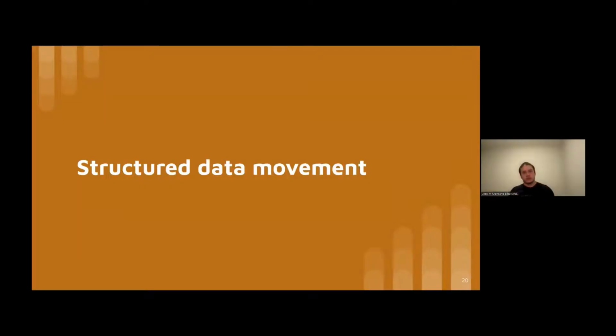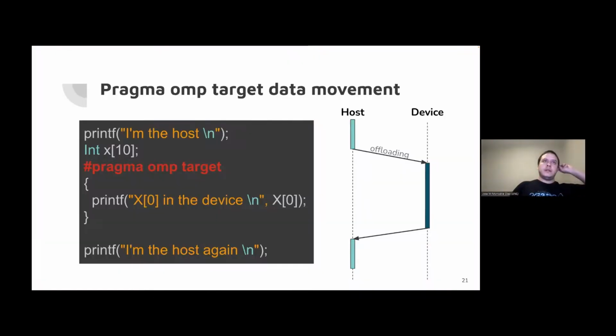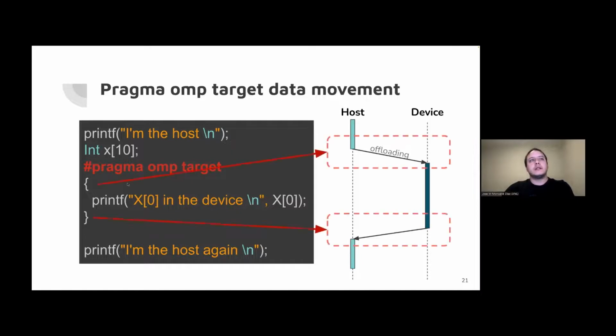Okay, so let's talk about structured data movement. So going back to the example that we had before, the idea here is that every reference that I get inside of the code has to have some corresponding memory operations. So in this case, I have an array of integers of 10 elements, and I'm going to just print the first element here. There has to be some memory copies in between the host and the device at the beginning and at the end of the region.